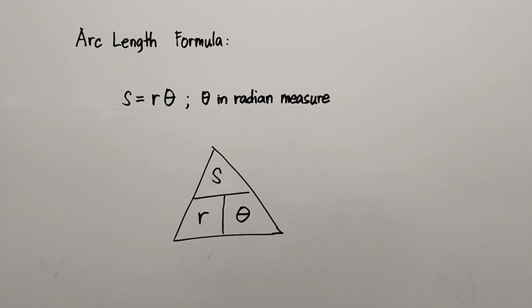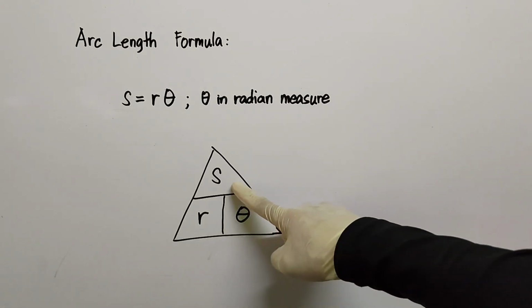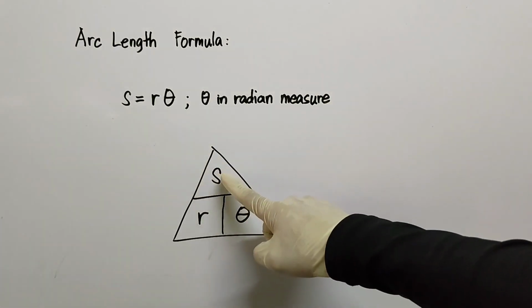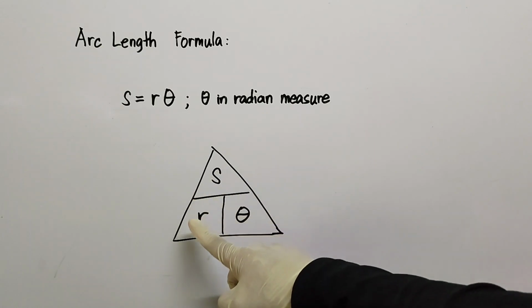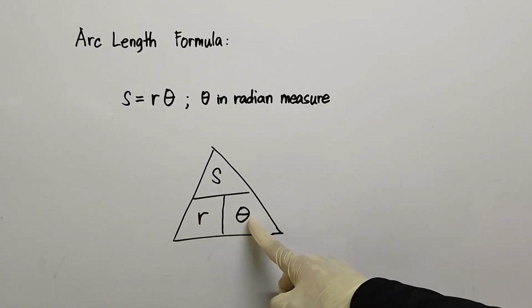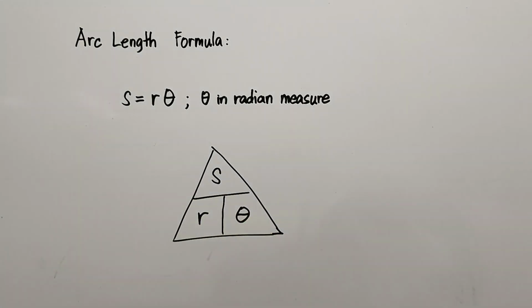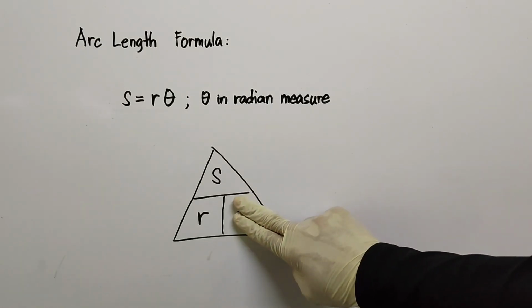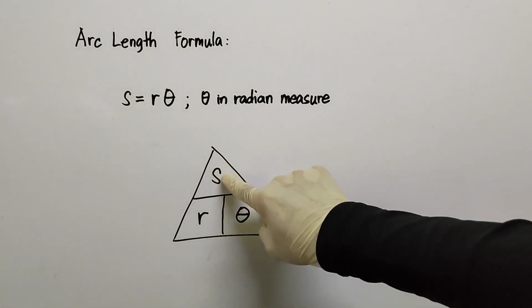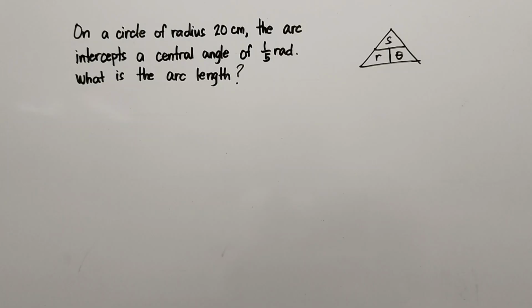In the event that you are asked to find the value of the radius as well as the radian measure of the angle, try to familiarize this triangle. This is the formula for the arc length. Our S is the product of the radius times the theta. In the case of radius, you have to cover the radius, so that is S divided by theta. And in the case of the theta, cover the theta, so you have S divided by R.